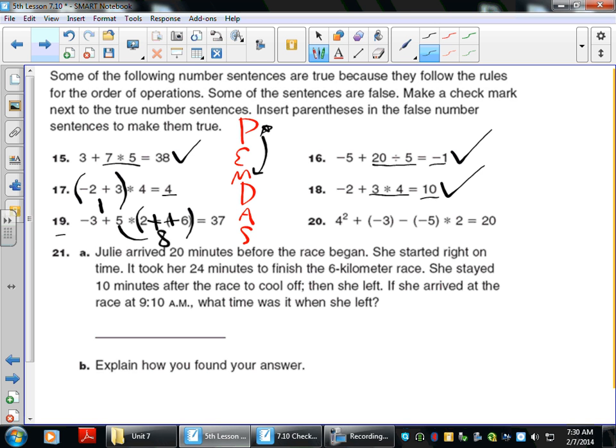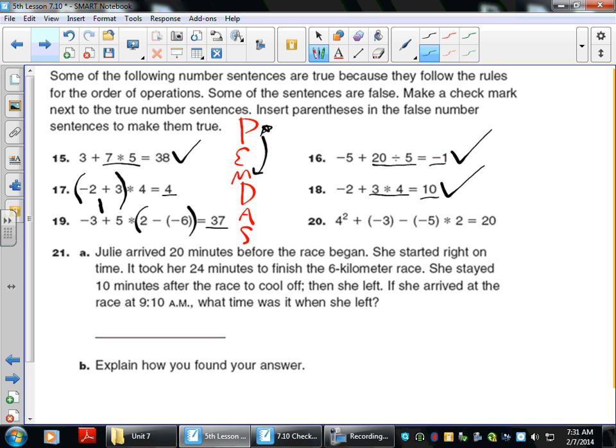So now we have -3 plus 40. If I have -3 on this number line, that would move 40 spaces to the right. That would give me an answer of 37. If I just took this -3 off of the 40, that would give me an answer of 37 as well. So putting parentheses around 2 and -6 is going to make this true. And let's look at this last number problem, then we'll look at 21.